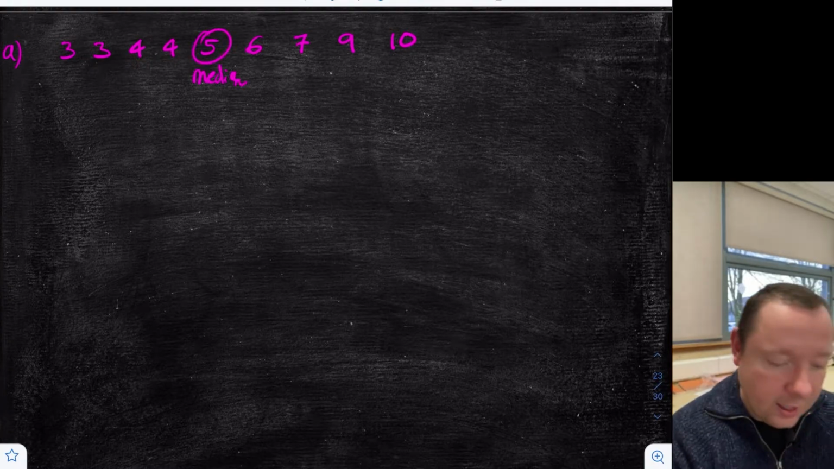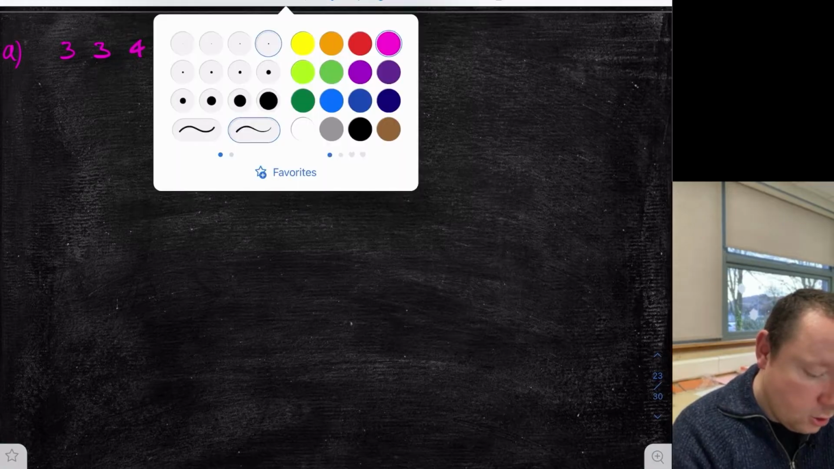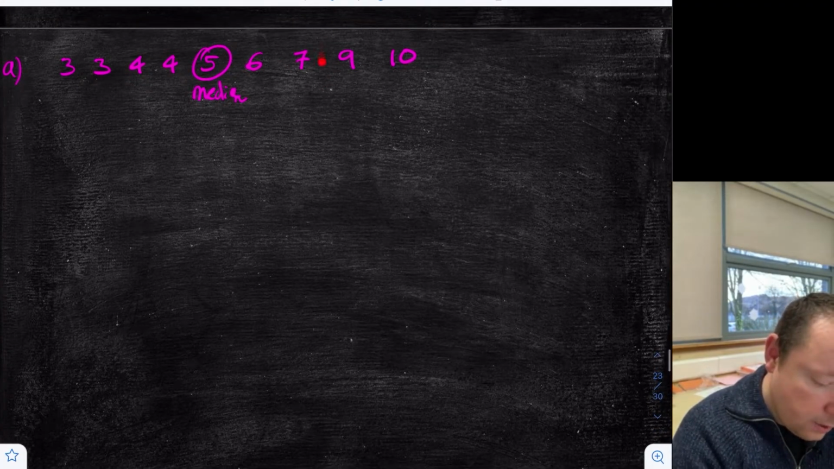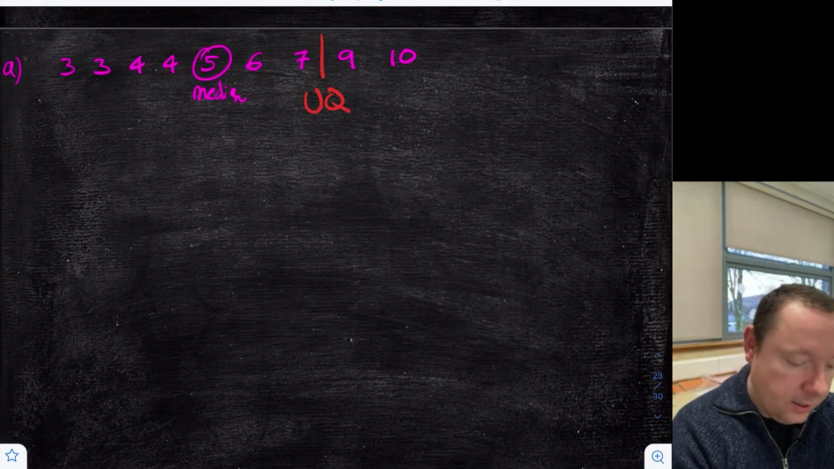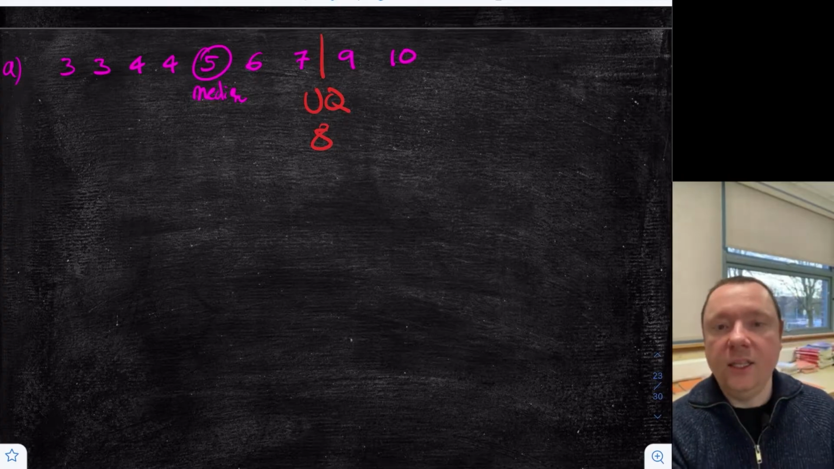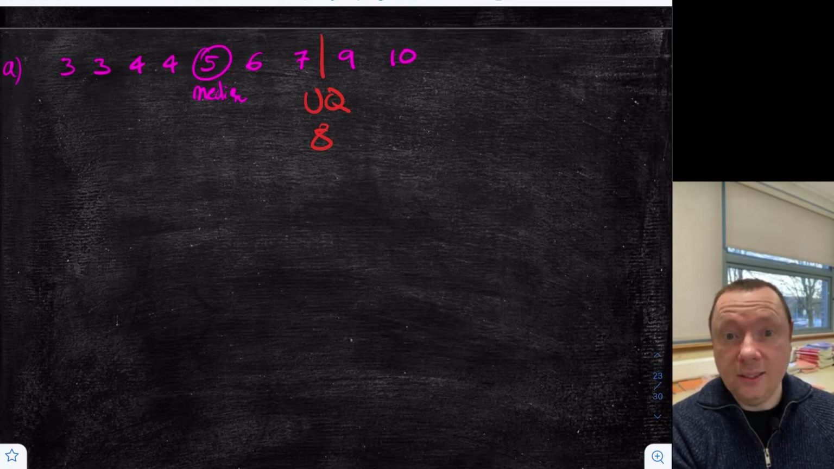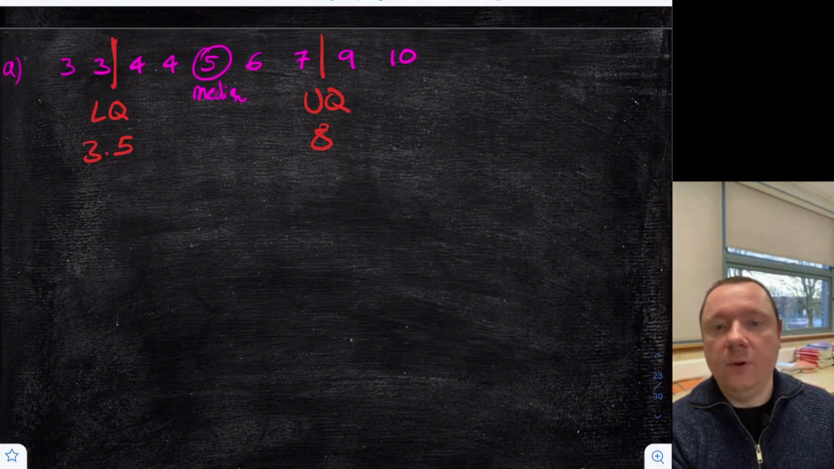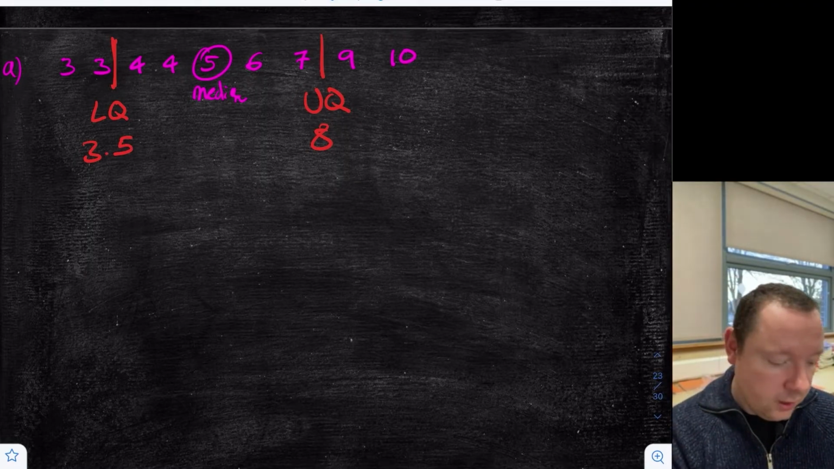And I'll put the answer properly in a minute. Let's use a different colour pen. So the upper quartile is the middle of the upper half, which is 4 numbers, so it's in the middle here. So I'll draw a little line. There's my upper quartile. Well, the middle of 7 and 9, no work required there, is 8. If you needed some work on that, you just do 9 plus 7 is 16 divided by 2. The lower quartile then is the middle of 3 and 4. Well, that's 3.5. Again, if you didn't know that, 3 plus 4 is 7, divided by 2 is 3.5.